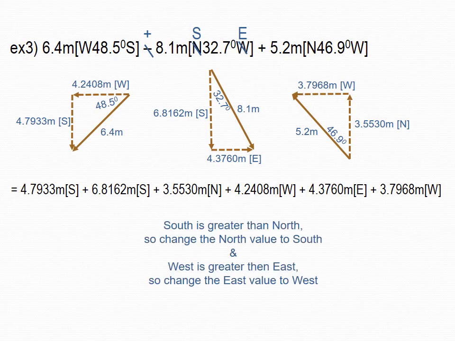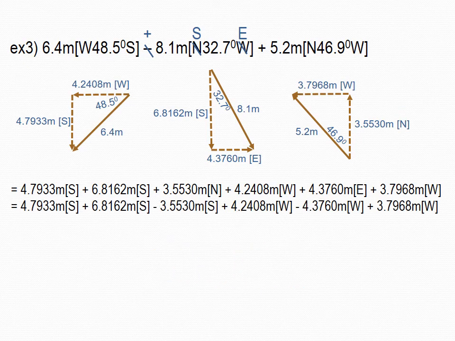South is greater than north, so I change the north values to south. And the west values are greater than the east value, so I change the east value to west. So positive 3.5530 meters north became negative 3.5530 meters south. And the east value, which was 4.3760 meters east, becomes negative 4.3760 meters west.